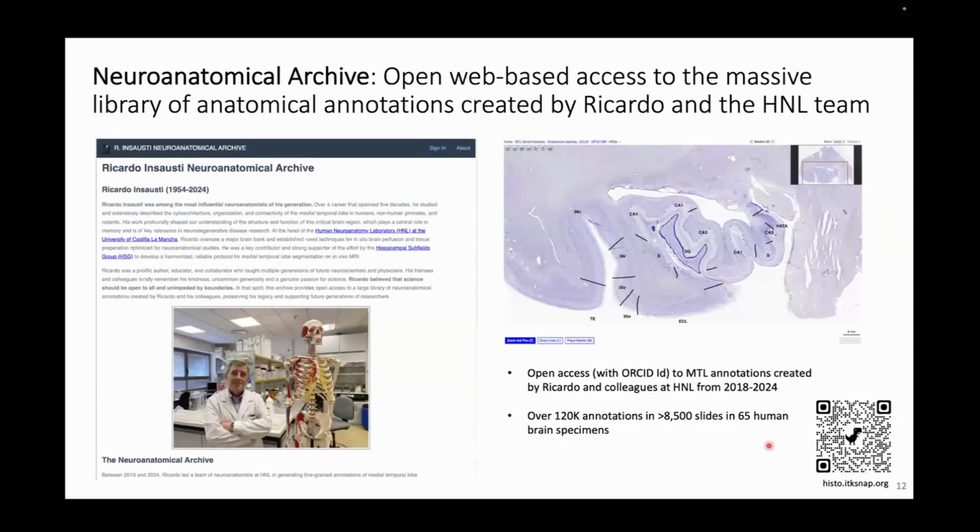Ricardo generated this large collection of annotations, and he always believed in science being open and not being constrained by borders. And so one of the things that we wanted to do is to make these annotations available to the rest of the scientific community. So there's now a website up where you can actually enter and view all of these thousands of annotations, over 8,500 slides and 65 specimens that were generated by Ricardo and his team. And I hope it's just one little way of preserving Ricardo's legacy.